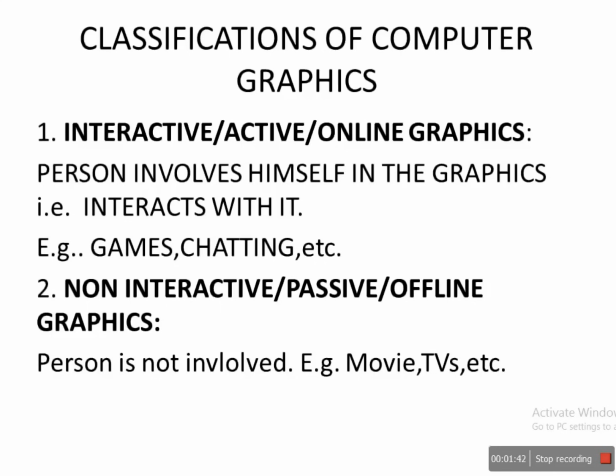The second type of computer graphics is non-interactive or passive or offline graphics, where the person is not involved. For example, if you are going for a movie, whether you are looking at it or what you are thinking doesn't make a difference on the movie or the television. The movie is going on, you don't have to interact with it and you cannot interact with it. That is called offline graphics.